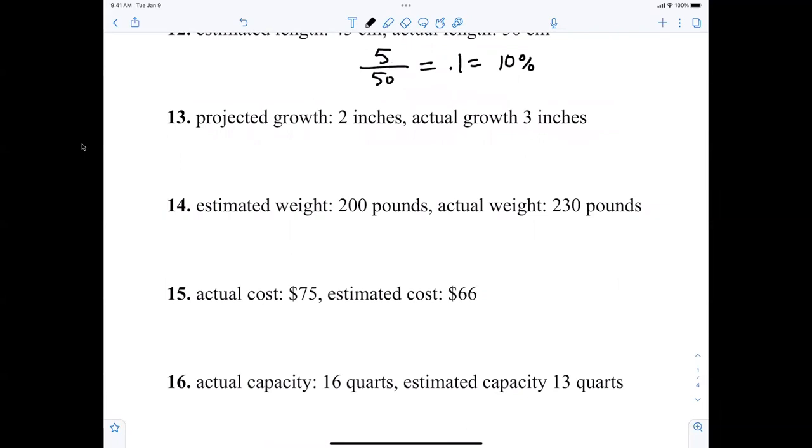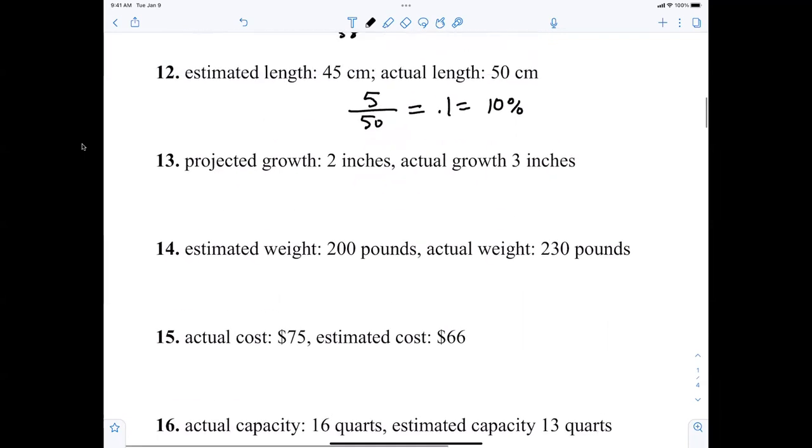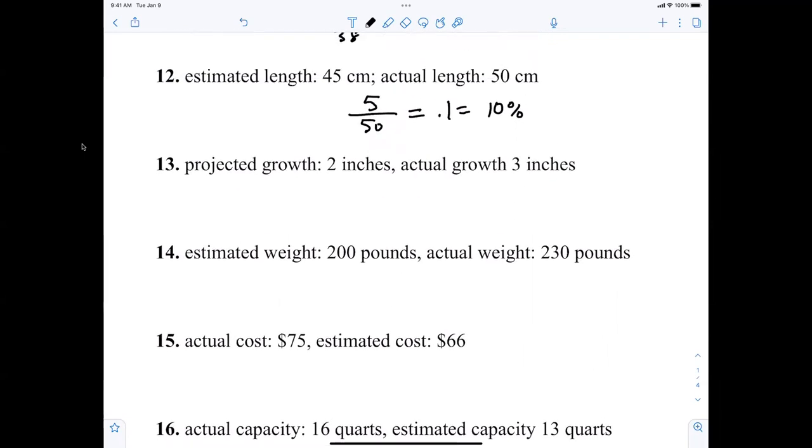Nailed it. Tell me, why would you divide by 45? What have I been saying to you? What is the most important thing, what you estimate it to be or what the actual is? It's always divided by the actual. And I even told you they're going to switch it up, so you have to pay attention. They just wrote it backwards to throw you off. Okay.